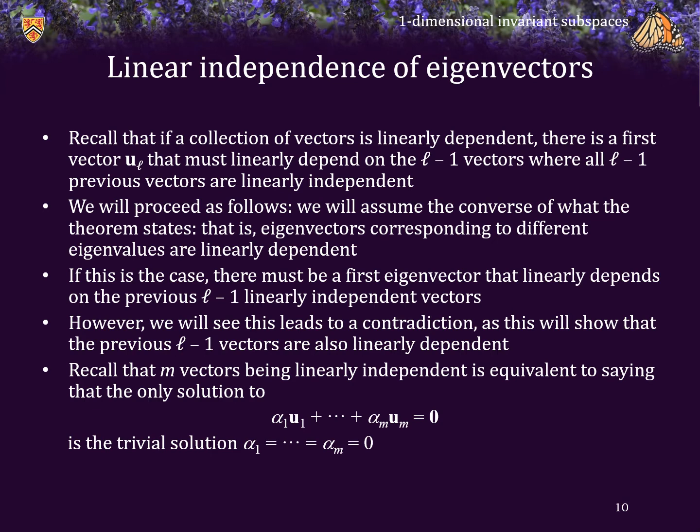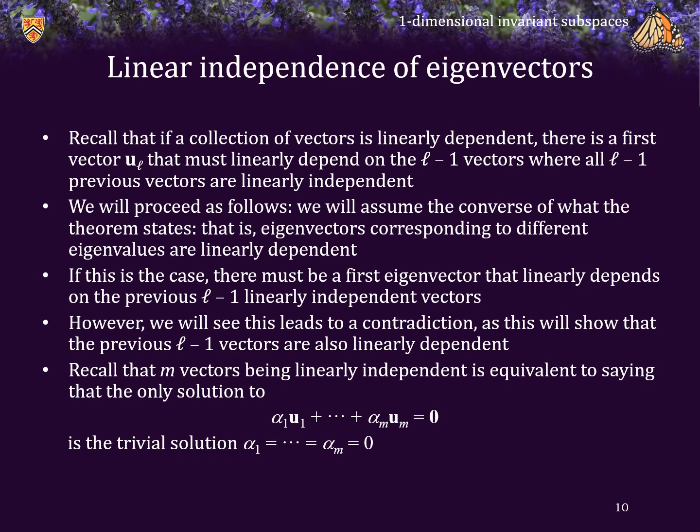All right, before we go through the detailed proof, recall that if a collection of vectors is linearly dependent, then there is a first vector u sub L that must linearly depend on the L-1 vectors that precede it, where all L-1 previous vectors are also linearly independent. We will then proceed as follows.